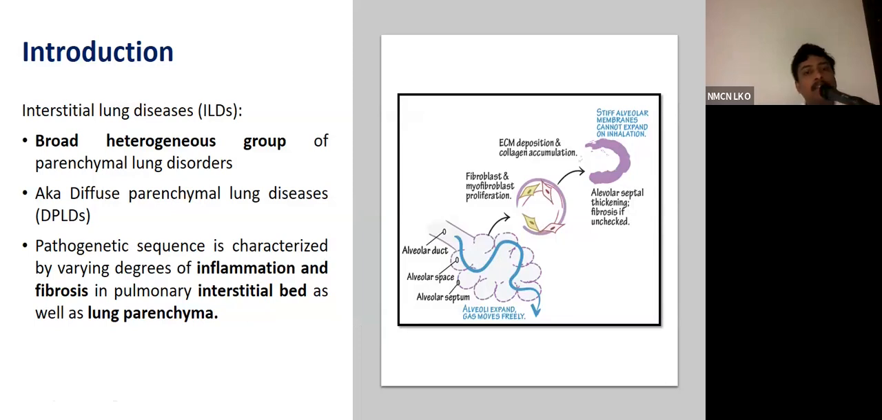Interstitial lung diseases are a broad heterogeneous group of lung parenchymal disorders. It is also known as DPLD or diffuse parenchymal lung diseases. Pathogenetic sequence is characterized by varying degrees of inflammation and fibrosis involving the pulmonary interstitial bed as well as lung parenchyma. So there occur fibroblast and myofibroblastic proliferation, extracellular matrix deposition, followed by alveolar septal thickening and fibrosis.